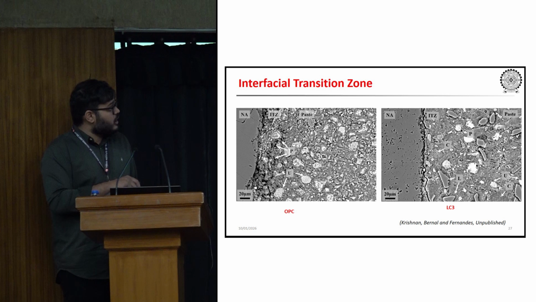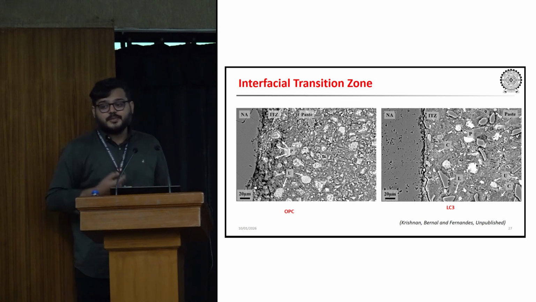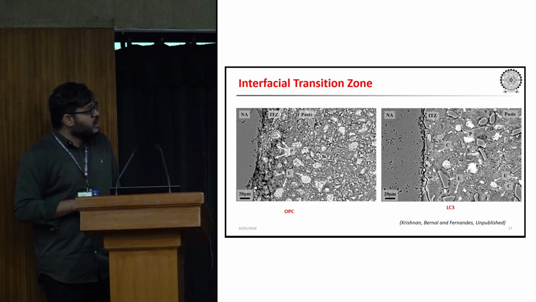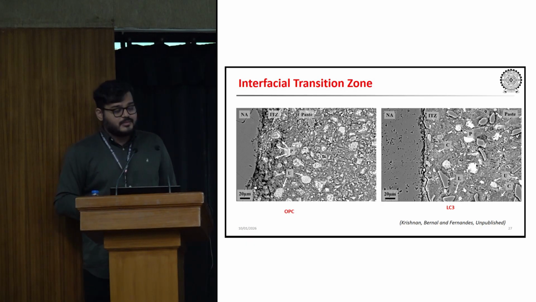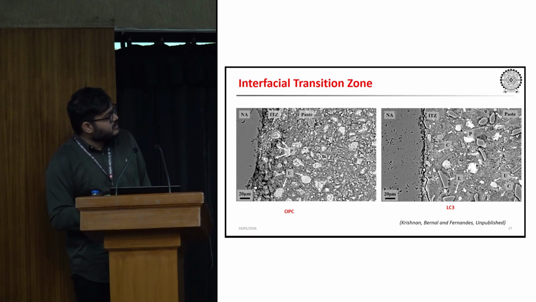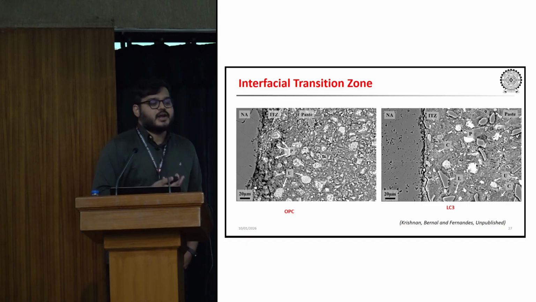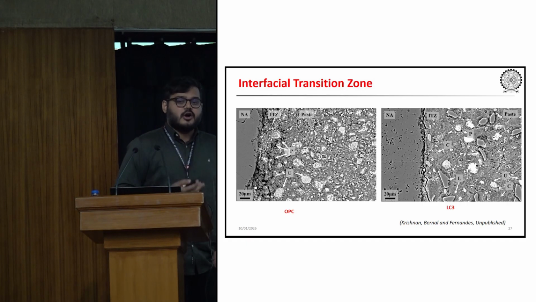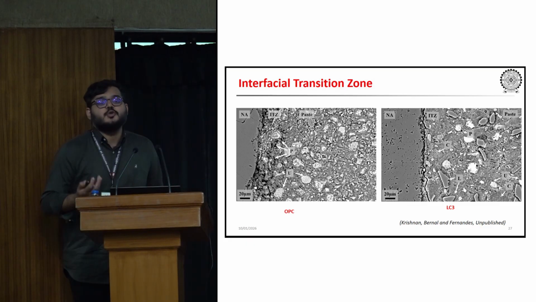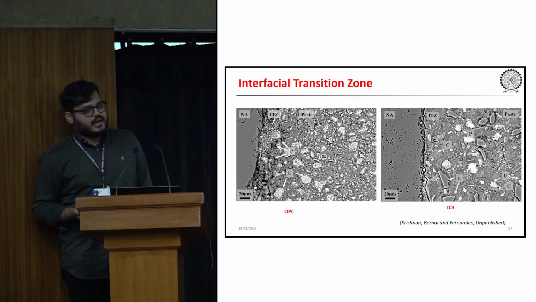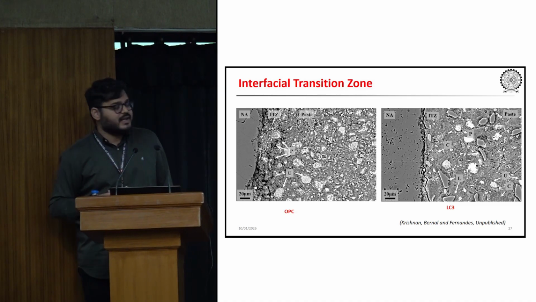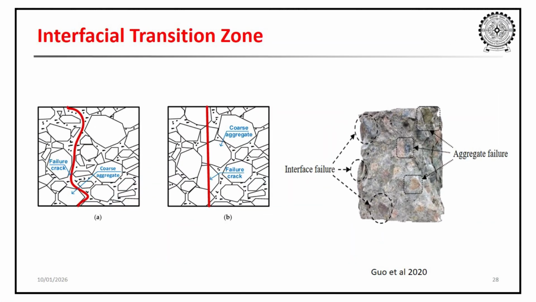You can see a lot of calcium hydroxide being precipitated in the ITZ. Whereas if you have a blended cement system like LC3, you can see that in this place the porosity has significantly reduced. You don't see any calcium hydroxide in the ITZ. Why? Because all this calcium hydroxide is getting consumed by the reaction of calcined clay as a part of its pozzolanic synergetic reaction in the LC3 system.